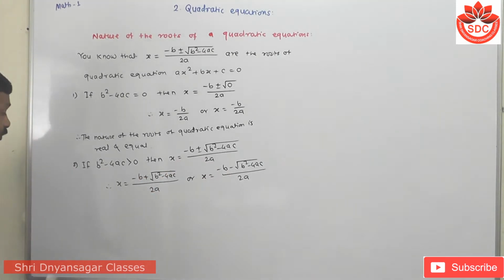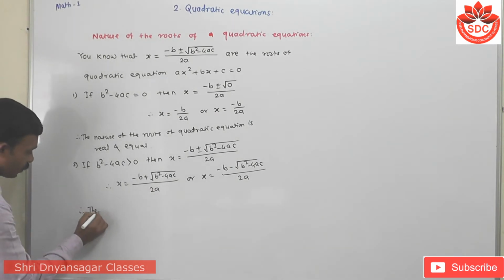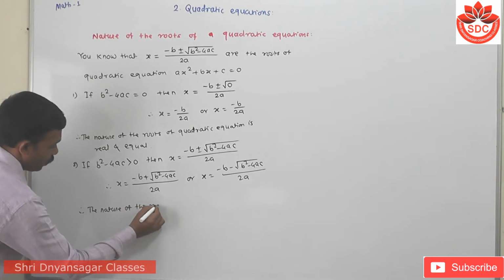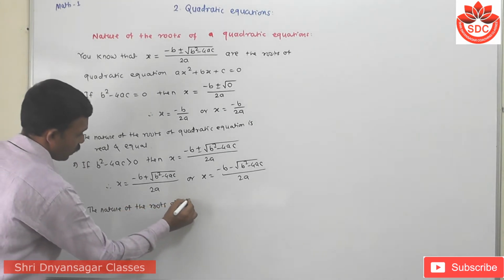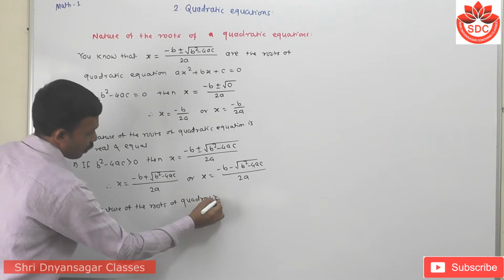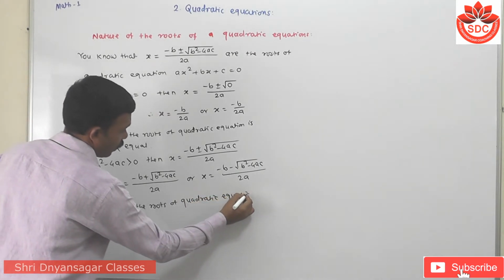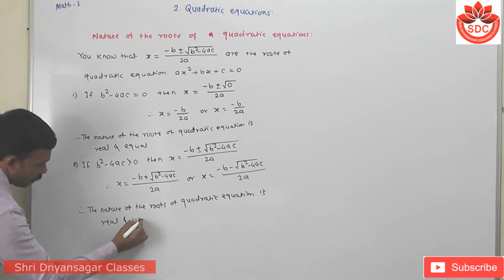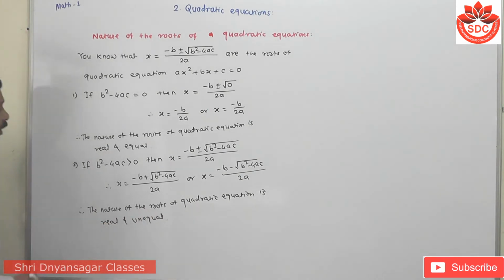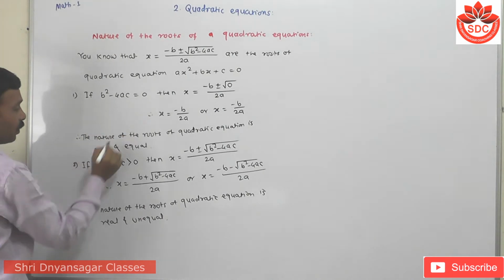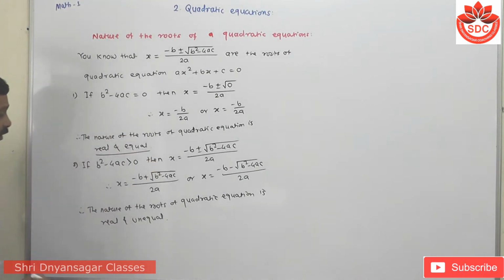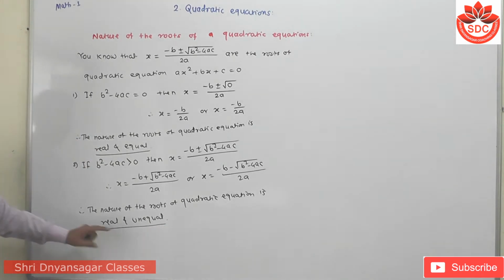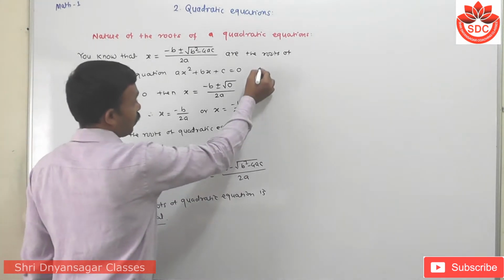They are not equal. Therefore the nature of the roots of the quadratic equation is real and unequal. Here, when b square minus 4ac is 0, real and equal, and here real but unequal. Can you understand this case? Then we see the third case.